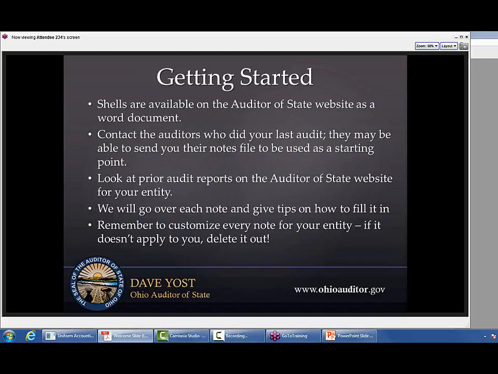We're going to go over each note. We're not going to give tips on how to fill it in, but there are, like I said earlier, examples in the handout in the PDF that will walk you through how to do some of the calculations for some of the numbers you need. We're just not going to cover that today. And finally, remember to customize every note for your entity. If it doesn't apply to you, don't put it in there. You don't need to be worried about stuff that doesn't apply to your entity or unnecessary wording. Only put in your report what applies to you.